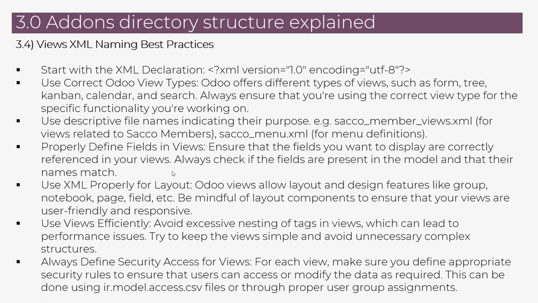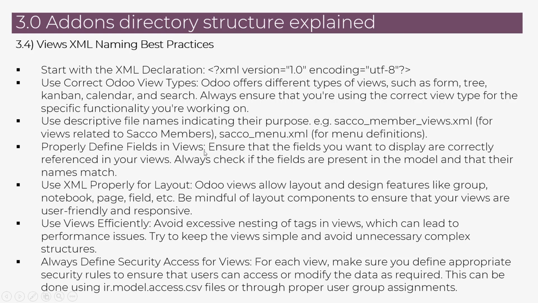When it comes to the views, which are XML files, the best practices for naming views start with the XML declaration that declares the encoding of UTF-8. Use correct Odoo view types. Odoo offers different types of views such as form, tree, Kanban, calendar, and such. Always ensure that you're using the correct view type for the specific functionality you're working on. Use descriptive file names indicating their purpose, e.g. circle_member_views.xml for views related to the circle members, or circle_menu.xml for menu definitions.